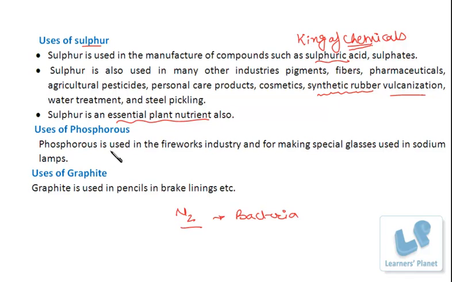Likewise, the uses of phosphorus. Phosphorus is used in the fireworks industry and for making special glasses used in sodium lamps. You have to just remember this. Graphite is used in pencils and also in brake linings. So these are some of the non-metals whose uses I have discussed. There are many more non-metals, there are many more uses, but you just remember this much. And a non-metal which you breathe in is oxygen, that is O2. A non-metal which is filled in balloons is hydrogen, or helium is also used.